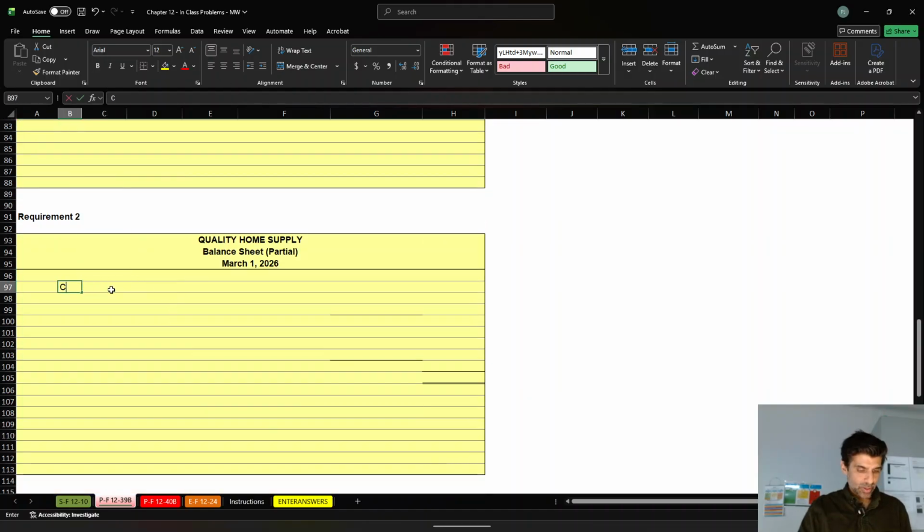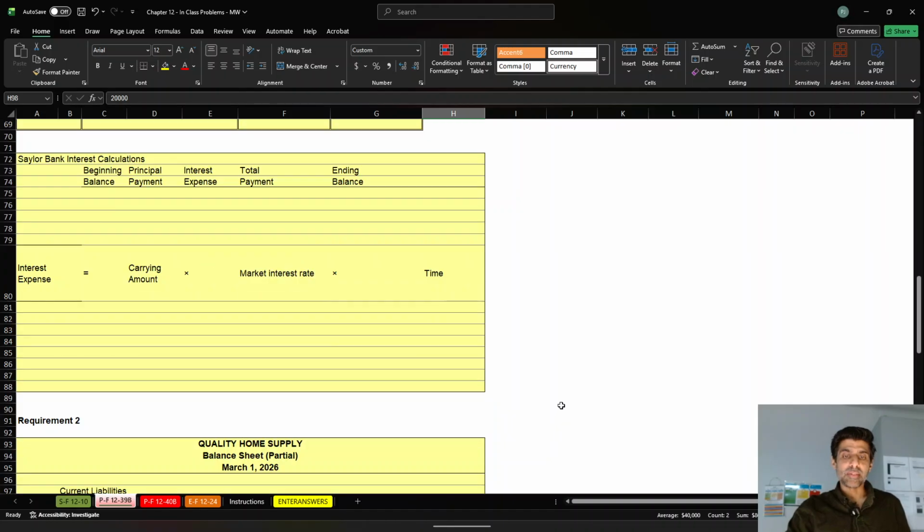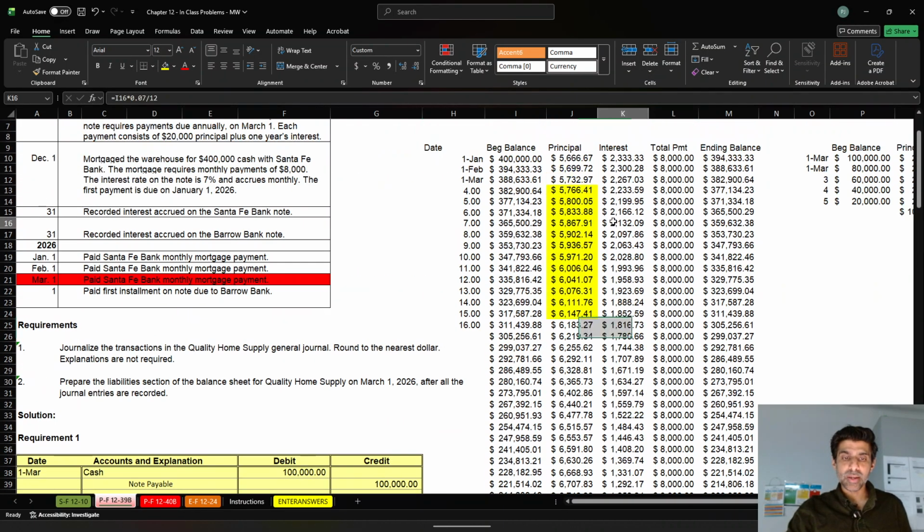So on the balance sheet for this first note payable, we're going to have current liabilities, note payable, and then long-term liabilities, note payable. This is going to be 20,000 as we just discussed, and this is going to be 60,000. It's the same note, right? Total 80,000, but we've now just divided it between the current portion and the long-term portion. So is everyone good with that? Pretty straightforward.